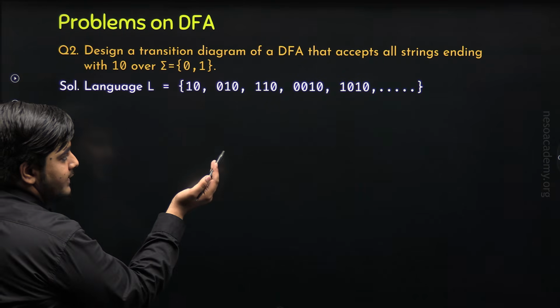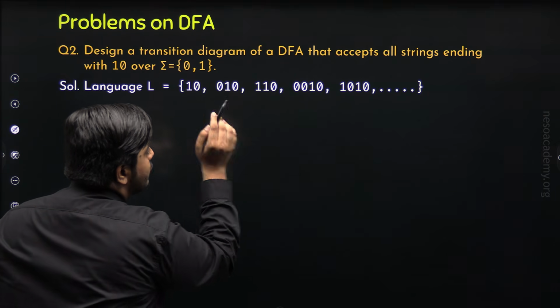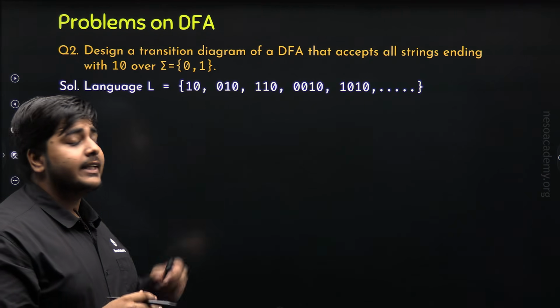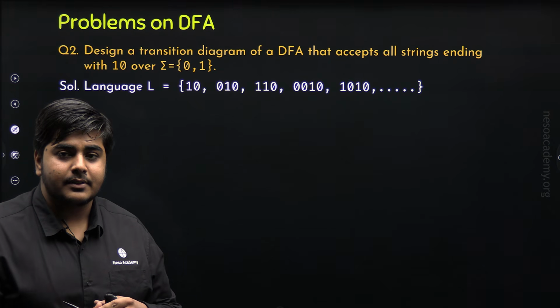In this language, you can see all the strings are ending with 10. So these strings are valid strings, and our DFA should accept these valid strings and should also reject the invalid strings.